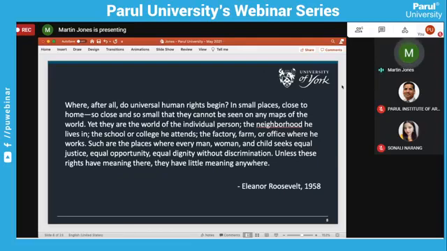The neighborhood he lives in, the school or college he attends, the factory, farm, or office where he works. Such are the places where every man, woman, and child seeks equal justice, equal opportunity, equal dignity without discrimination. Unless these rights have meaning there, they have little meaning elsewhere.